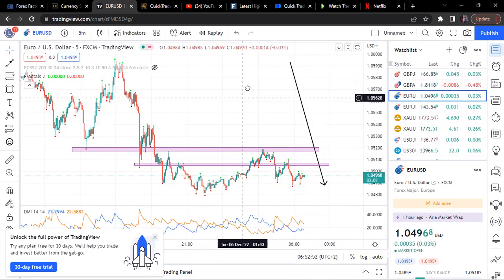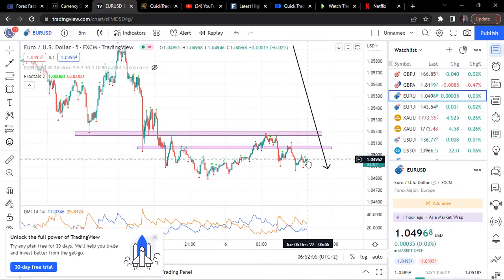Now, we look at where the market currently is. And we say, okay, this is where the market is right now.